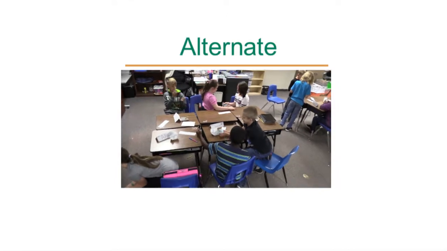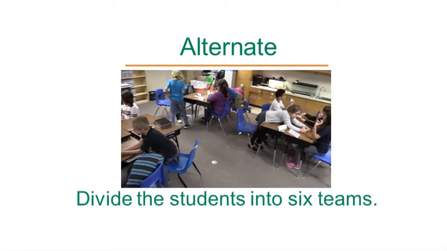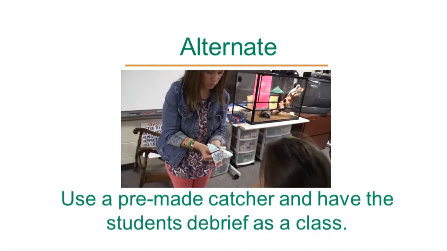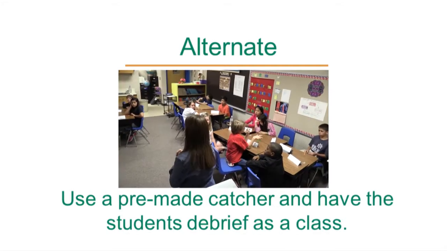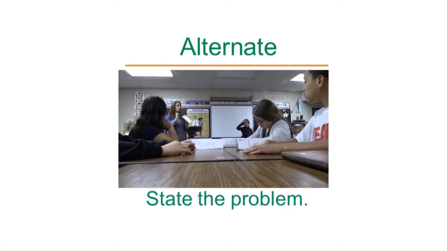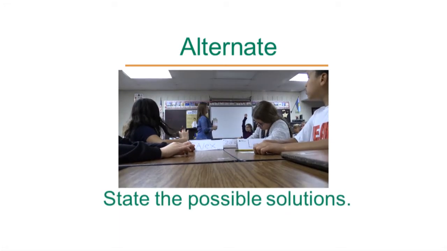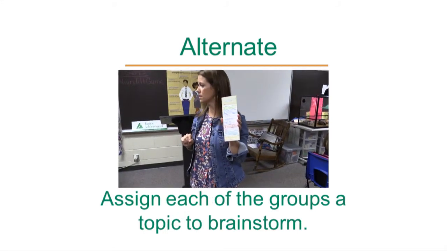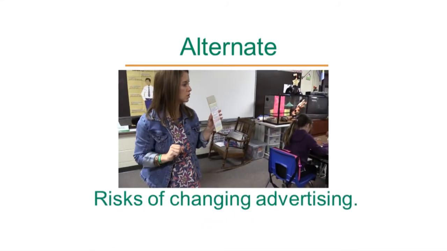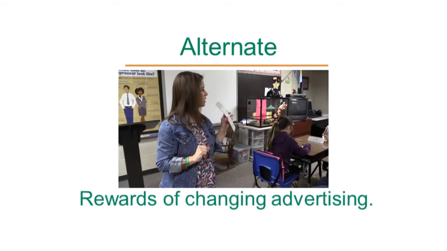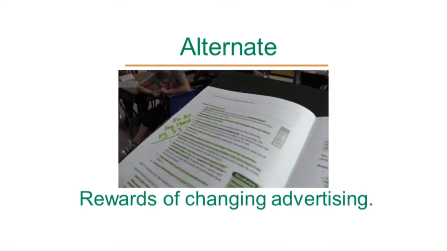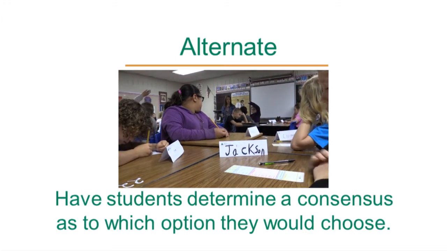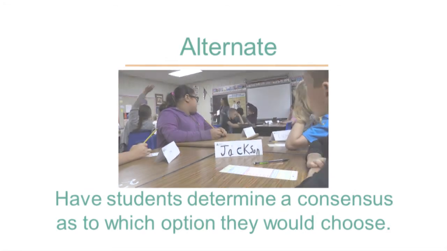As an alternate, if you are short on time, divide the students into 6 teams and use this adapted version of the activity with a pre-made catcher and have students debrief as a class when they are finished. State the problem. State the possible solutions. Assign each of the groups a topic to brainstorm. For example, the risks of changing advertising, the rewards of changing advertising. Refer to the user guide for more details. Have students determine a consensus as to which option they would choose.